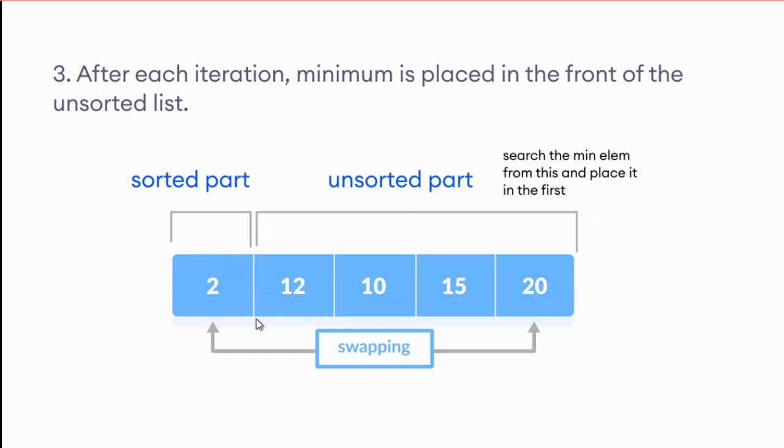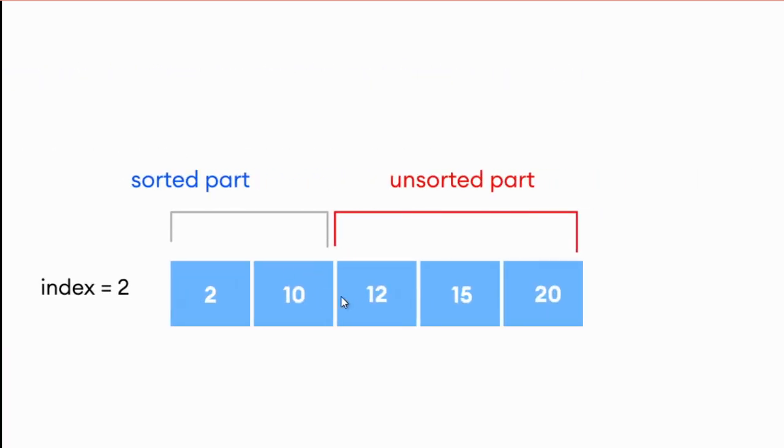The same thing I have to repeat for the unsorted part. I have to find the minimum element in the unsorted part and swap it with the first position of unsorted part. So in the unsorted part, 10 is the minimum element. What I have to do? I have to swap 10 with 12. So I swap 10 and 12. Now my 2 and 10 are sorted parts and remaining are unsorted parts.